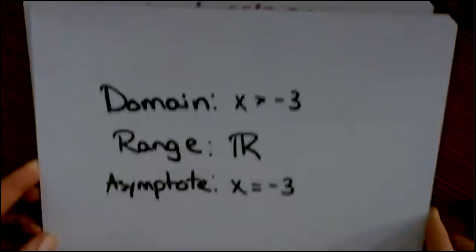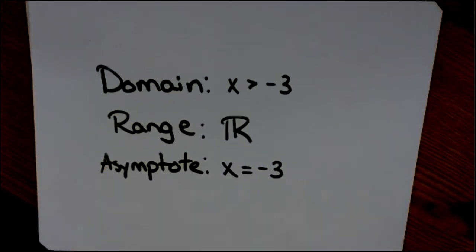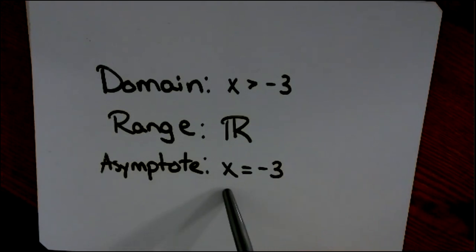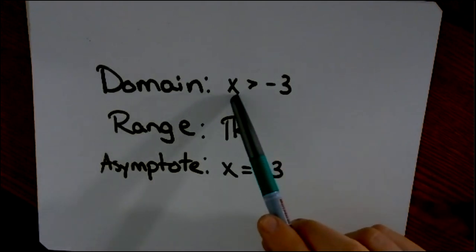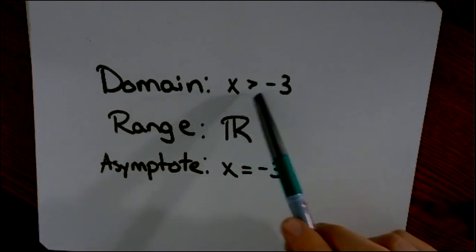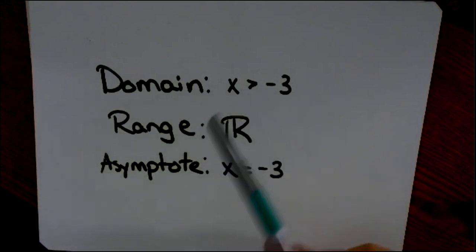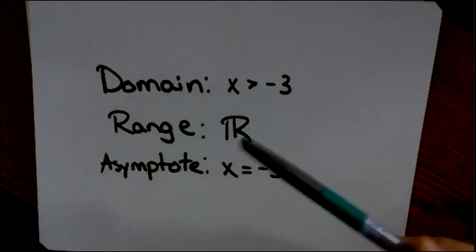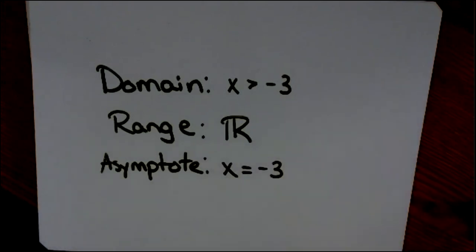Most of the time, when you're asked to graph these, you'll also be asked for domain, range, and where the asymptote is. The asymptote always starts as x equals 0. Because we shifted it 3 to the left, that negative 3, the asymptote gets shifted to x equals negative 3 as well. If the asymptote is x equals negative 3 and my graph is going to the right, then my domain would have to be greater than negative 3. It can't equal the asymptote, just greater than. And our range, because these go down and up, to positive and negative infinity, will always be all real numbers.